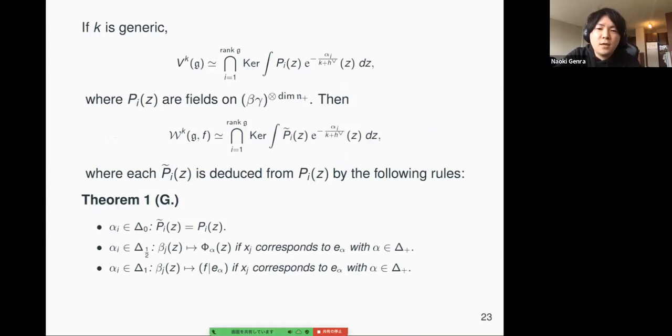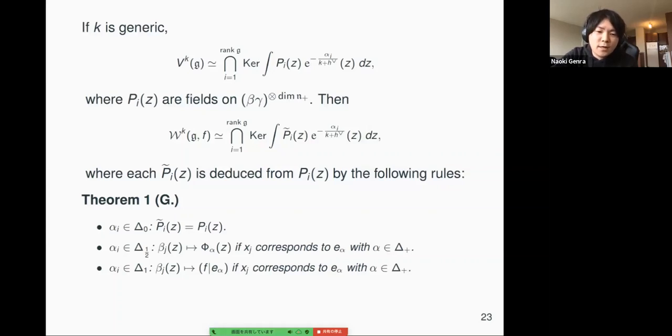If V^k(g) is the kernel of the screening operator, and pi_V is the coefficient part at the field of the beta gamma system, then the image of this embedding of the W-algebra also coincides with the kernel of the screening operator. It looks like some pi_V tilde times an exponential, and the pi_V tilde is deduced from pi_V by the following rule.